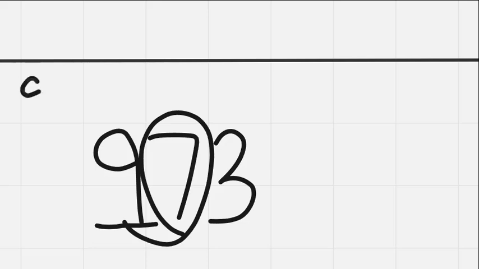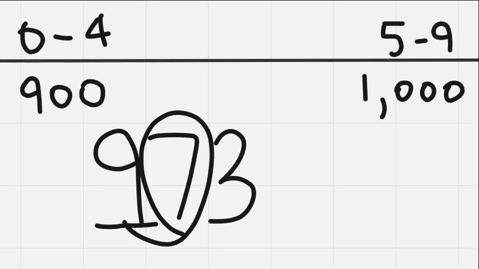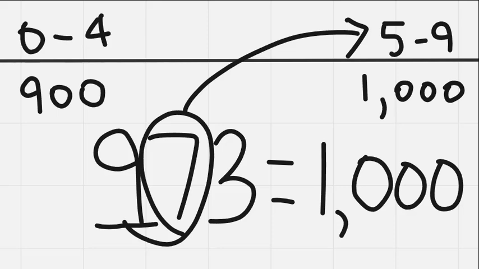973 can either round down to 900 or up to 1000. If it's 0 to 4, it will go down. If it's 5 to 9, it will go up. The 7 is the number we look at. The 7 is between 5 and 9. So 973 will round up to 1000. 973 rounded to the nearest hundred is 1000. Be sure to check your work.